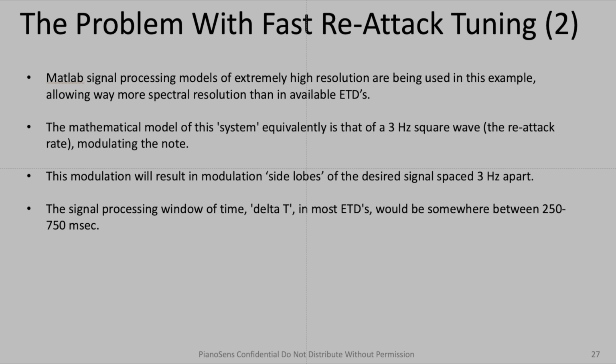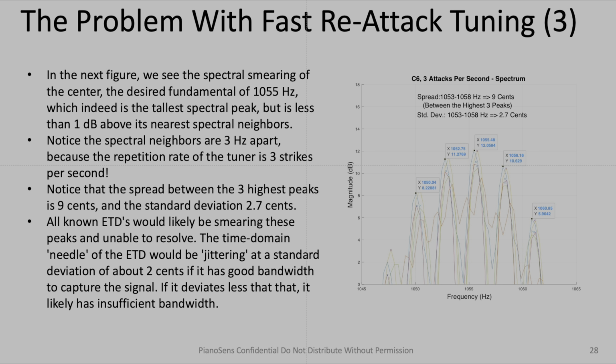The signal processing window of time, delta t, in most ETDs would usually be somewhere between 250 and 750 milliseconds. In this next figure, we see the spectral smearing of the desired fundamental frequency of 1055 hertz, which indeed is the tallest spectral peak in the spectrum, but is less than 1 dB above its nearest spectral neighbors. Notice the spectral neighbors are only 3 hertz apart because the tuner is striking the note 3 times per second.